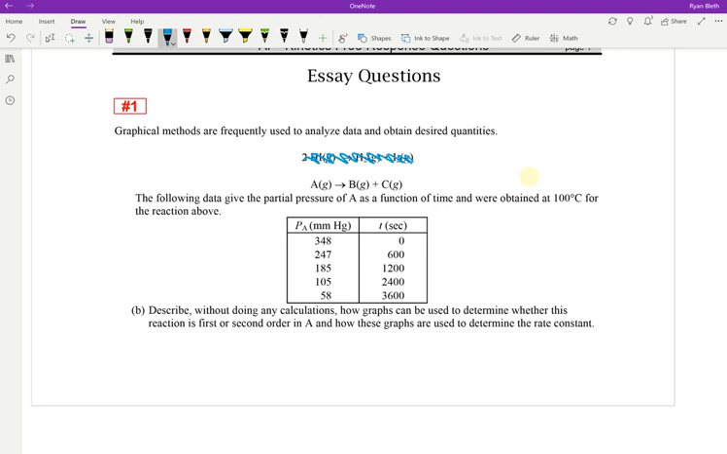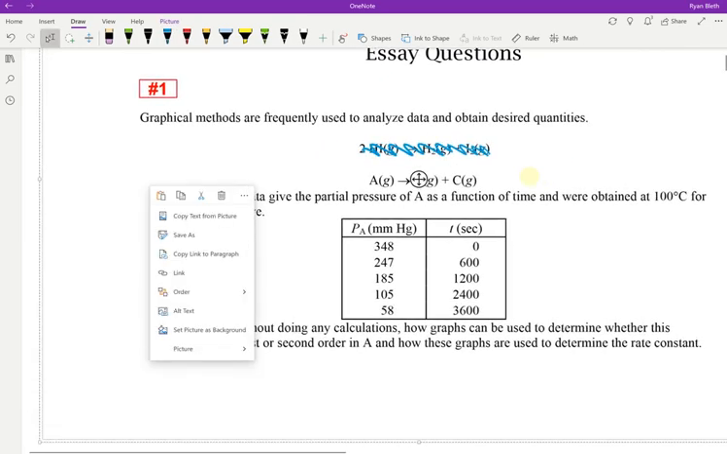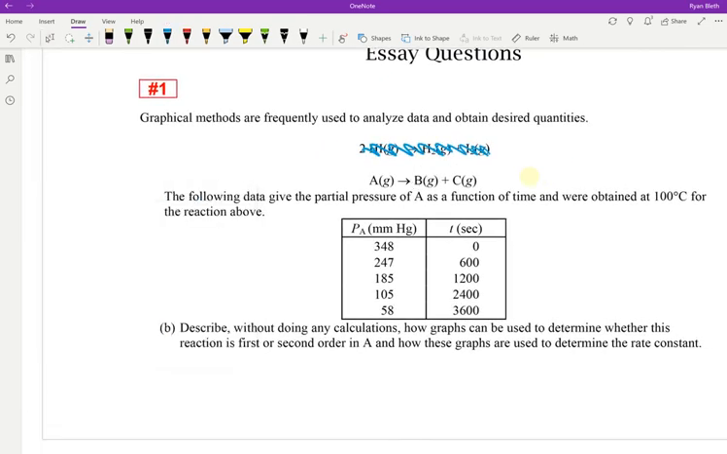So the question is telling us that the following data give the pressure of A as a function of time, and we're obtaining this at 100 degrees Celsius for the reaction. We haven't seen data where we have pressure and time. Typically, we talk about molarity and time. But the clarification I want to start out with here is that pressure is proportional to molarity.